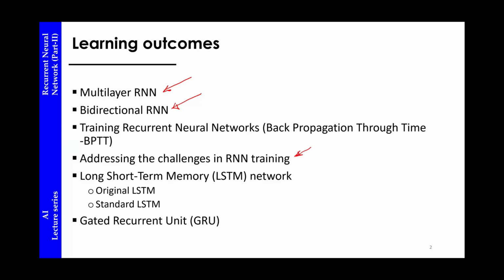And then the solutions to cope with these challenges will be introduced, how to get rid of the challenges that we will encounter during the training of recurrent neural networks. And then I will introduce the long short-term memory, LSTM, network, which is one of the solutions, a new architecture introduced to get rid of the challenges of recurrent neural networks, and then the gated recurrent unit, GRU, networks.